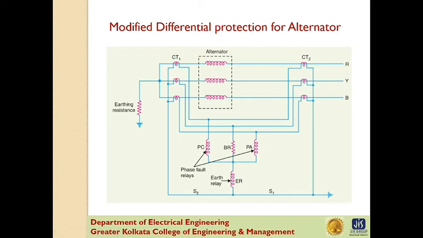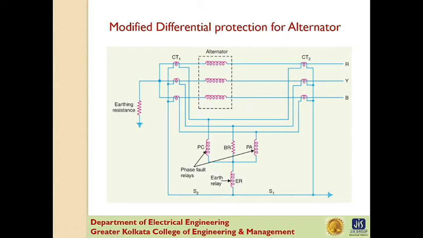The modification affects only the relay connection and consists in connecting two relays for phase fault. Here the two relays for phase fault are PC and PA, and the balancing resistance BR; these resistances are connected in star, and the earth fault relay is connected between this star point and the footwear of the circulating current pilot wire. So this relay is for earth fault and these relays are for winding fault or phase fault.